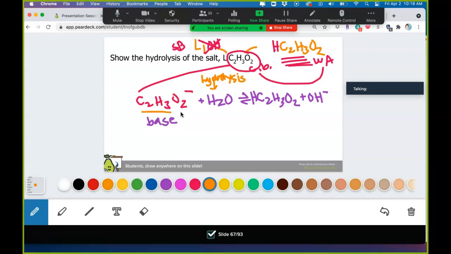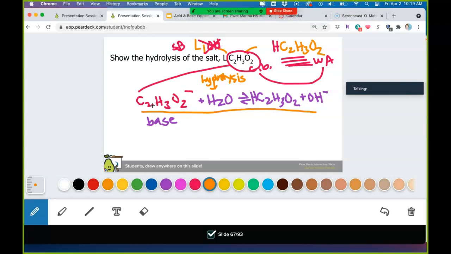So is this what you get? This is the part of the salt that undergoes hydrolysis because its source was a weak acid, which made this part a stronger conjugate base. And bases accept hydrogen ions from the water. And again, if you're having trouble with water, write it as HOH. So the hydrogen ion comes over here, and you're left with OH minus over here. Questions on the hydrolysis of this salt? I'm going to do a couple more.